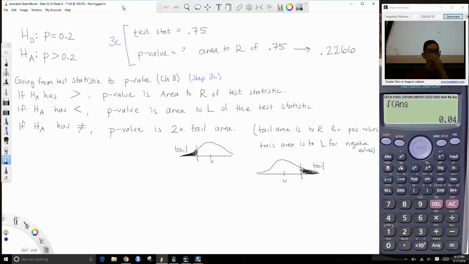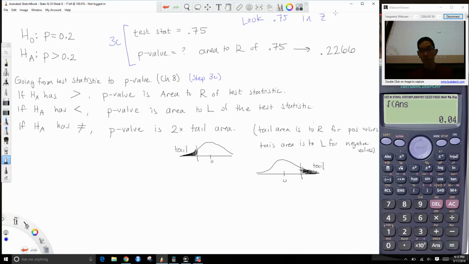This is going from a test statistic to a p-value. So you got the p-value how? I looked up the test statistic in the Z table. The test statistic is 0.75, so look up 0.75 in the Z table.